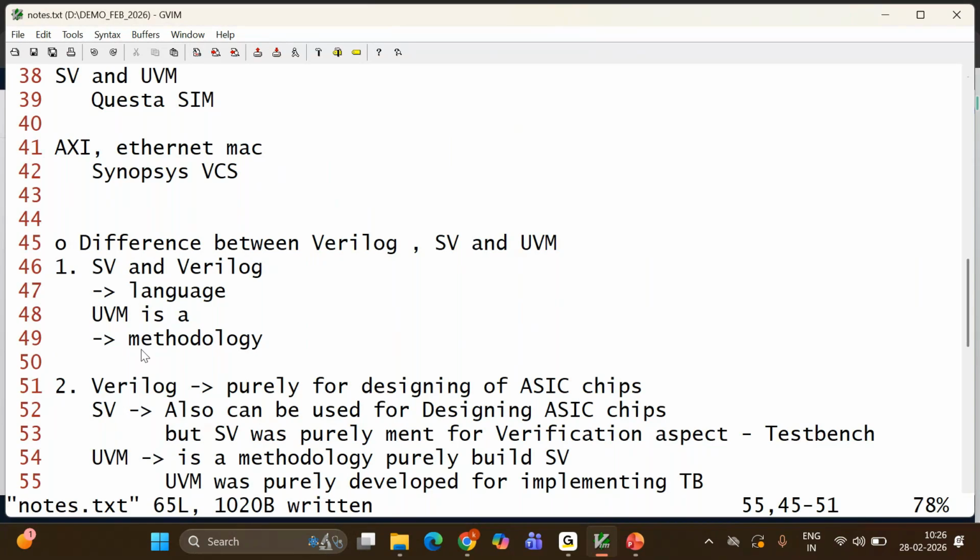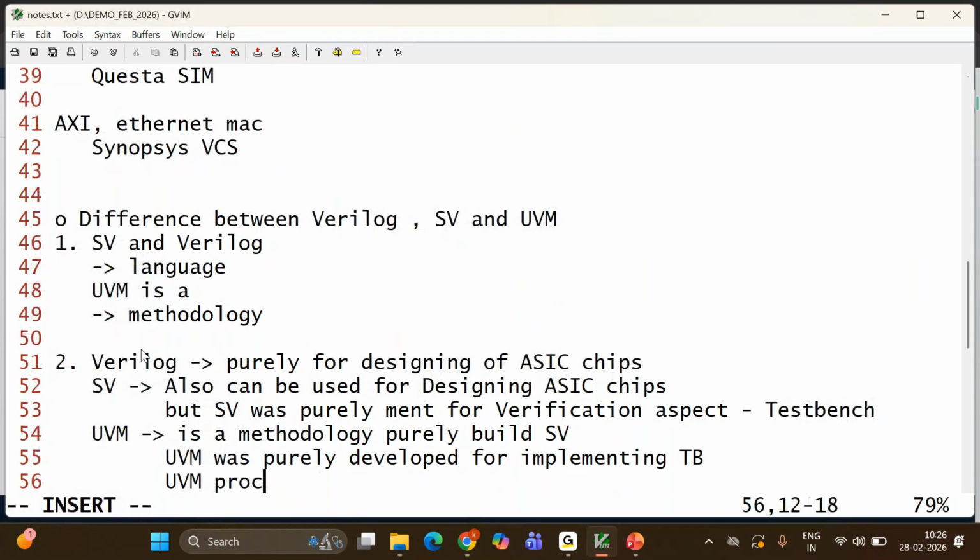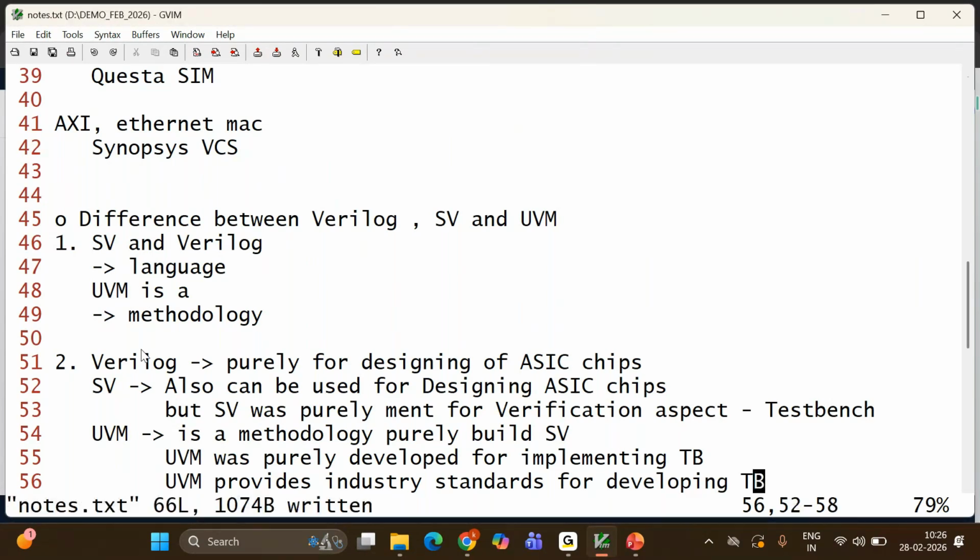Understood? So UVM provides industry standards for developing test bench. Now, what do you mean industry standard? You go to Qualcomm, the UVM test bench, what do you see? That will be a standard for every product-based company like Qualcomm, Samsung, Nvidia. You list down, right? Cadence, Synopsys, etc. Is it clear? The same standard test bench will be used everywhere.